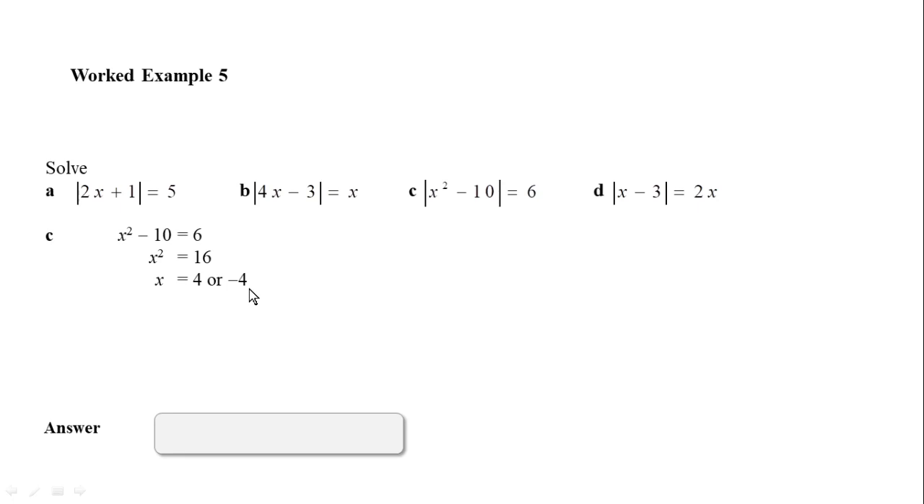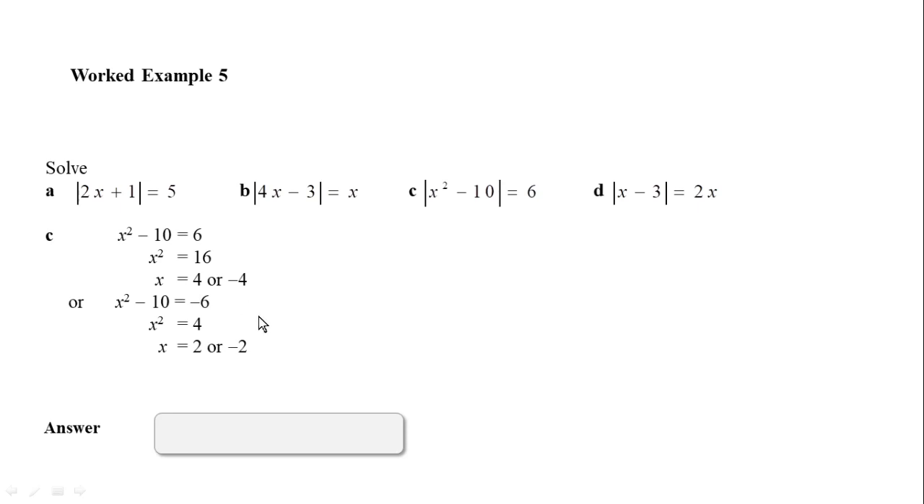Now let's make that 6 a negative number. x squared minus 10 is equal to negative 6. If I add 10 to both sides, it will become negative 6 plus 10, which is equivalent to positive 4. And then if I square root both sides, x is equal to positive or negative 2. So there are 4 values of x here: 2, negative 2, 4, and negative 4.